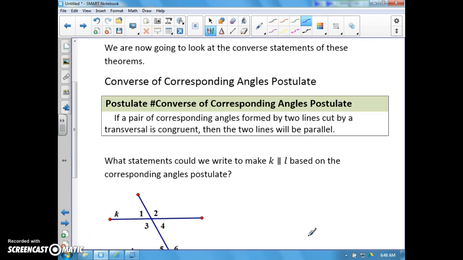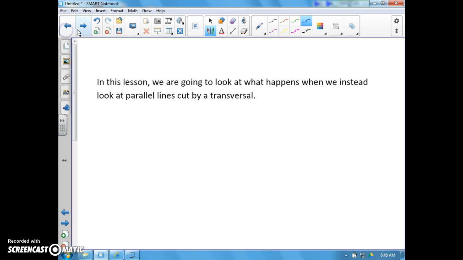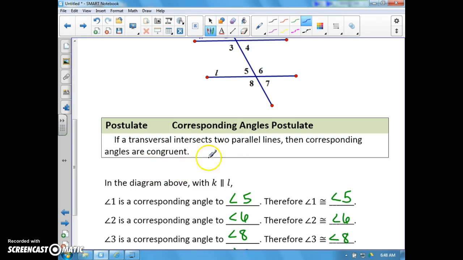So you are going to be going through and proving relationships for all of those wonderful vocabulary words we learned in the last lesson. But there's a flip side to this. We actually have the converse of all of those same theorems. For example, the converse of the corresponding angles postulate states that if a pair of corresponding angles formed by two lines cut by a transversal is congruent, then the two lines will be parallel. If you recall from earlier, oh, there it is. That's the flipped version of this if-then statement.